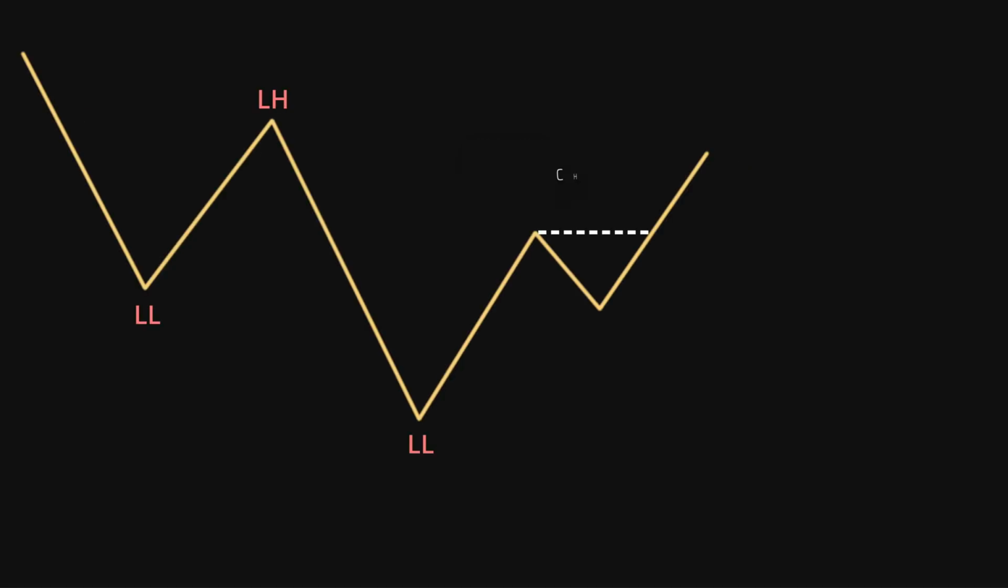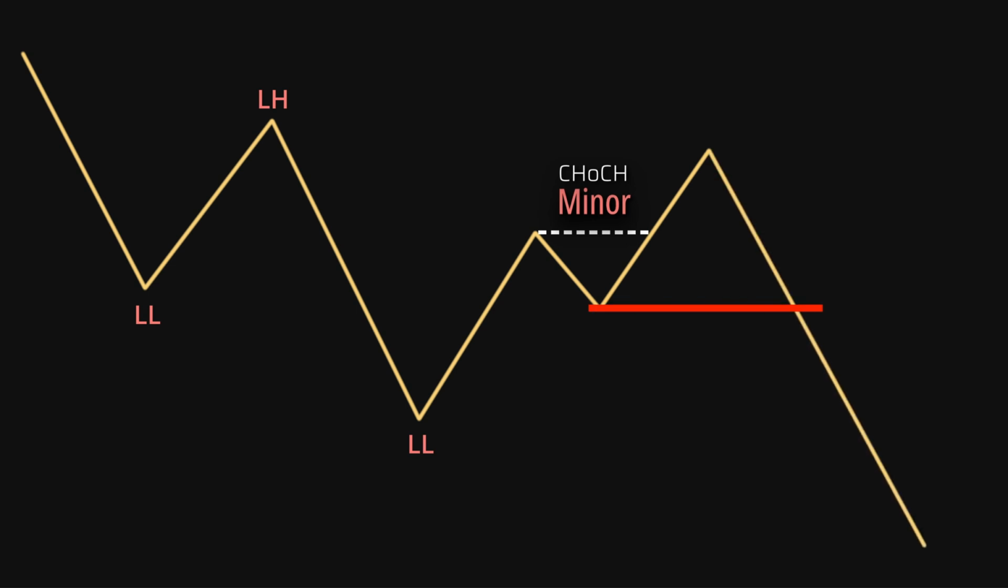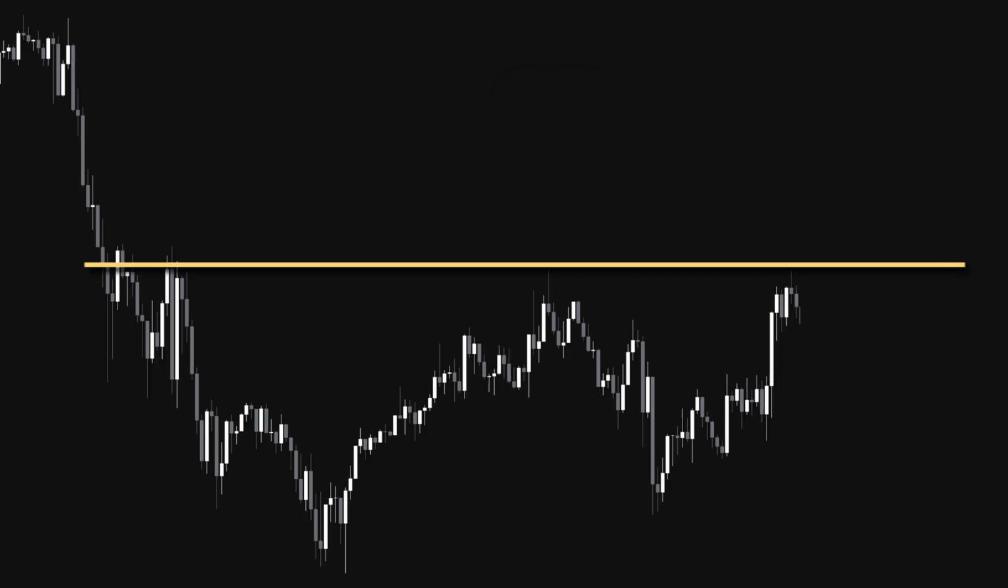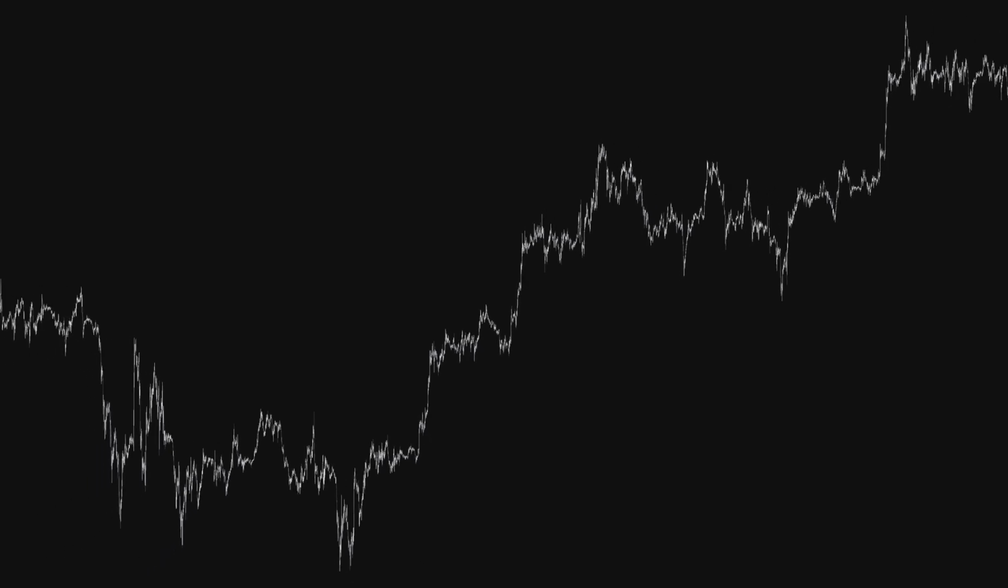Common trading error, reacting to minor change of character as if it were major trend reversal. Traders see internal level breaks and immediately reverse their bias, only to get stopped out when the primary trend resumes. Professional approach. Only consider trend reversal when price convincingly breaks major external levels. Internal breaks are opportunities to add to existing positions, not reverse them. Like break of structure, change of character must be confirmed with candle body closes beyond the structural level, not just wick penetration. Master structural identification first.